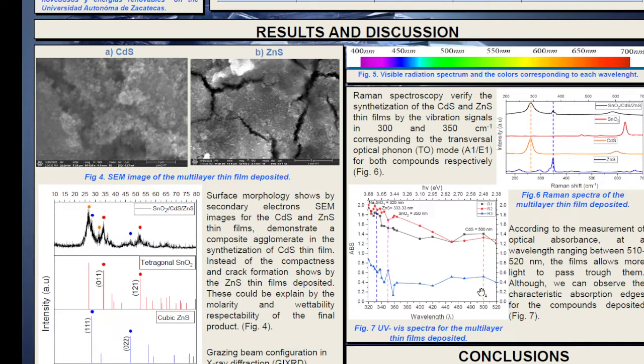According to the measurement of optical absorbance at a wavelength ranging between 510 and 520, the films allow more light to pass. This can be observed from the color of the thin films, which is yellow. Also, we can observe the absorption characteristic for the compounds deposited in figure 7.